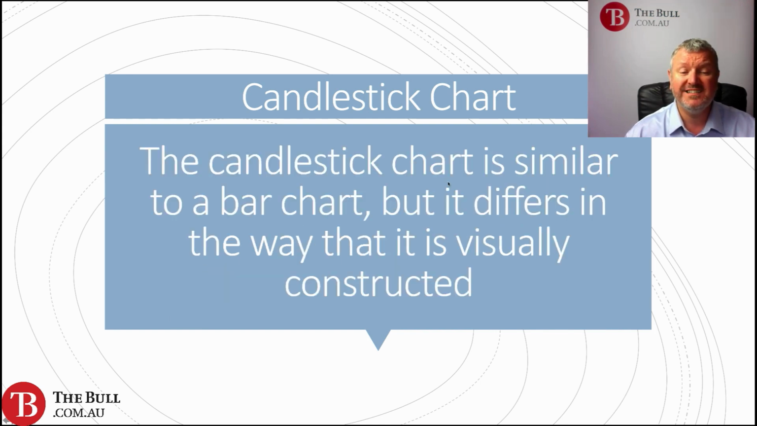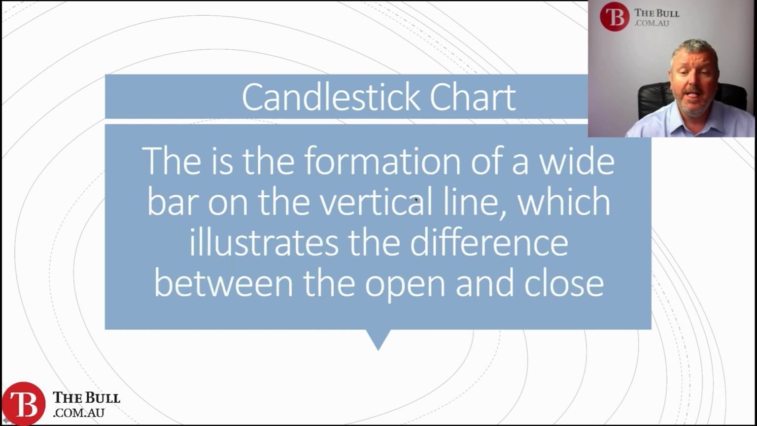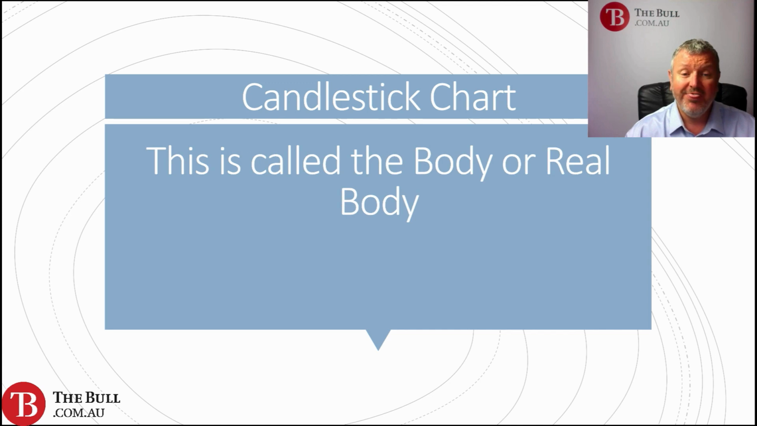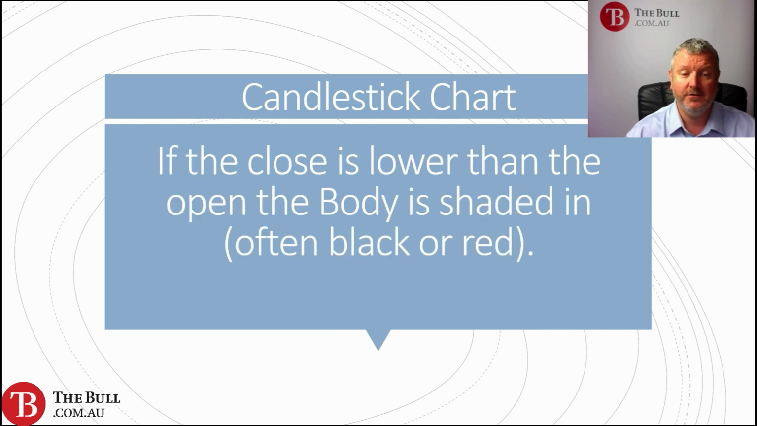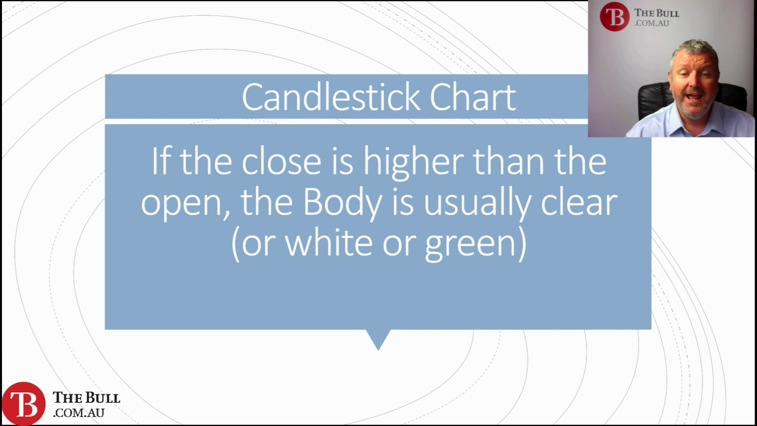So the candlestick chart is similar to the bar chart, but offers some more information. It's slightly different in its visual construction. The formation of a wide bar on the vertical line illustrates the difference between the open and the close, which we just looked at. That coloured in section is called the body, or the real body, of the candlestick. If the close is lower than the open, the body is shaded in, often black, sometimes red. If the close is higher than the open, the body is usually clear. That will be the bullish candlestick, so then it will be white or sometimes green.